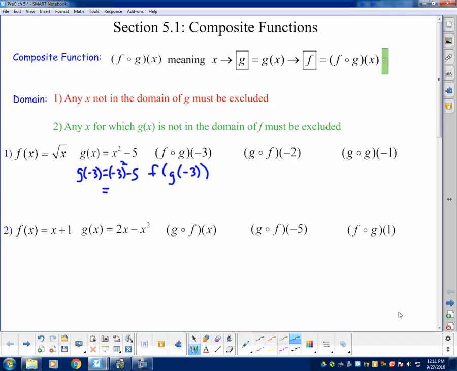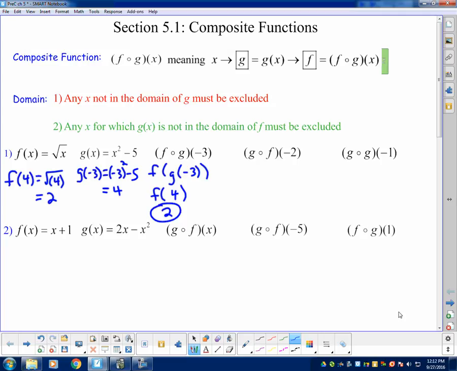9 minus 5 is 4. And so I could replace g of -3 with 4. So first calculate g of -3, then find f of 4. And f of 4 is 2. So f composed with g of -3 is 2.